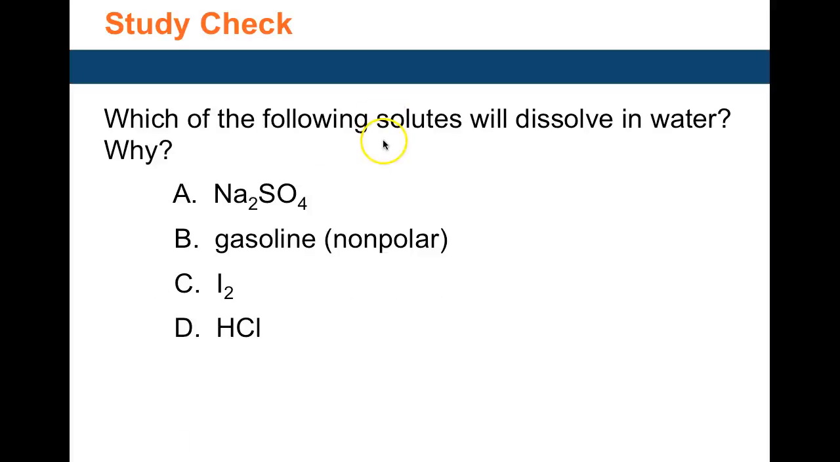Which of the following solutes will dissolve in water? So remember, it has to be polar, or it has to have charge, like either ionic or a polar compound. So sodium sulfate would dissolve in water. HCl, hydrogen chloride, is polar, so it would also dissolve in water. Iodine is nonpolar. Gasoline, like oil, is nonpolar, so it would not dissolve in water.